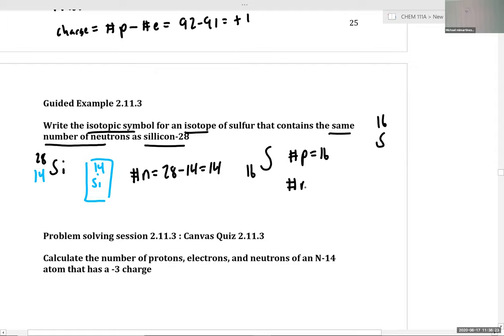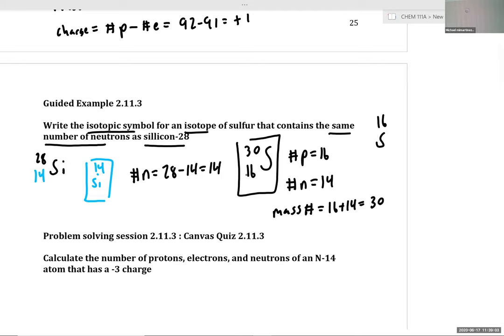And in this case, if it has the same number of neutrons as silicon 28, how many neutrons do we have? 14, yep. So then our mass number would be 16 plus 14, which is 30, which would give us the following symbol. You don't need to technically include the 16. I'm just putting it for completeness sake.